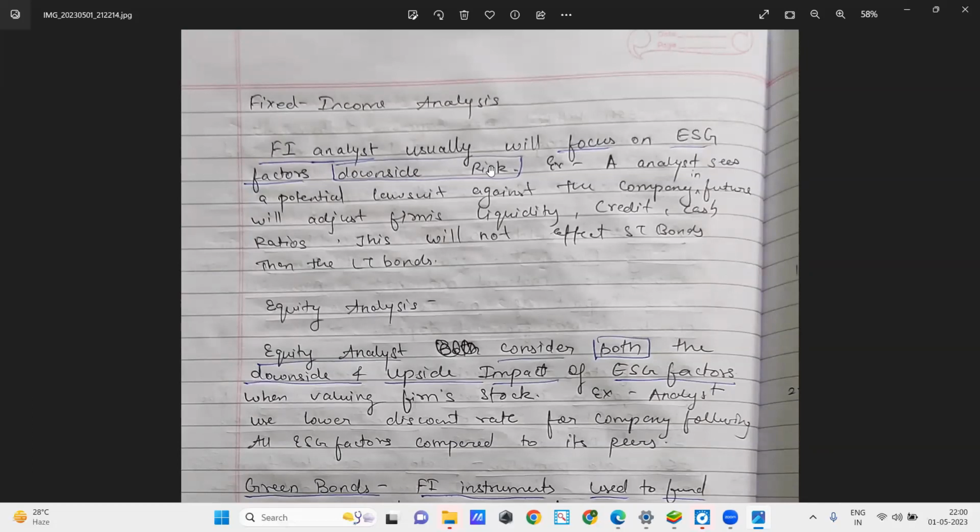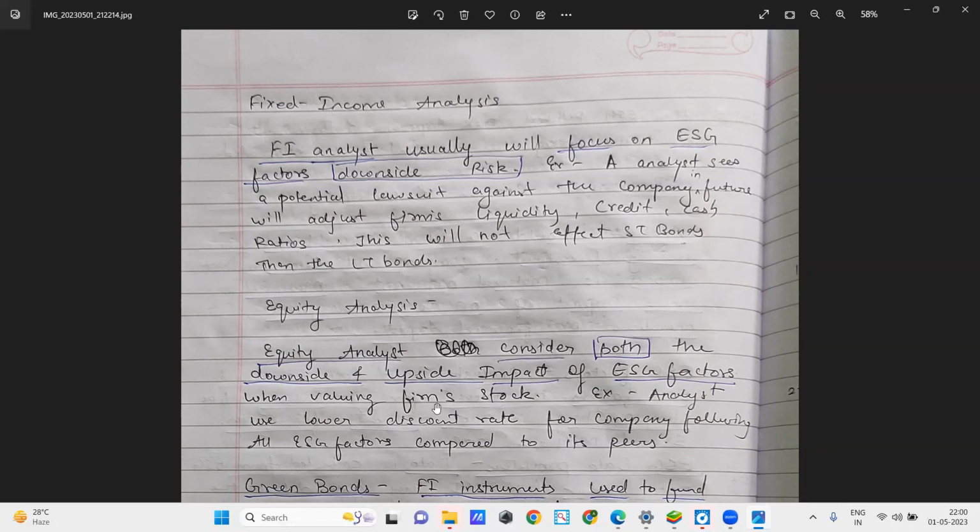he will adjust the firm's liquidity, credit, and cash ratios. This will not affect short-term bonds, but the long-term bonds, because the analyst is seeing that in future the company will have potential losses. So short-term bonds will not be much affected as compared to the long-term bonds.